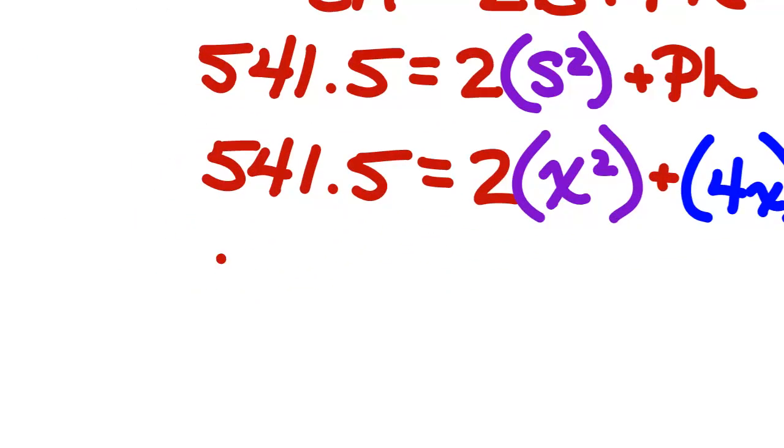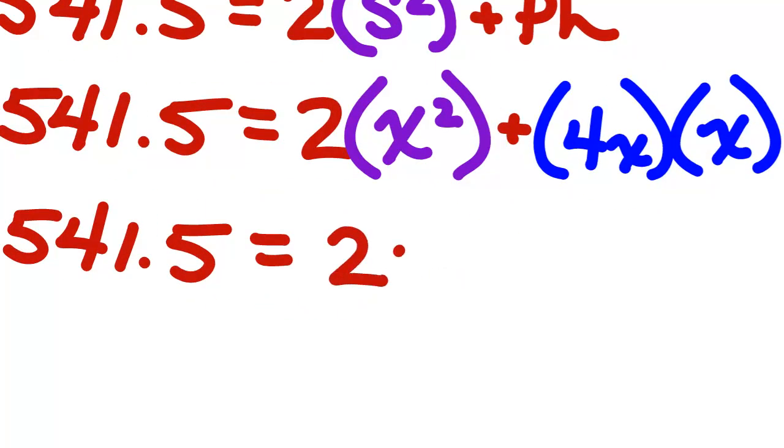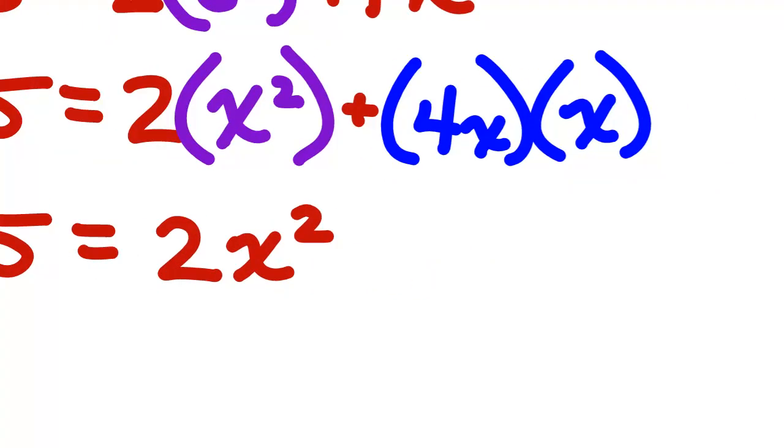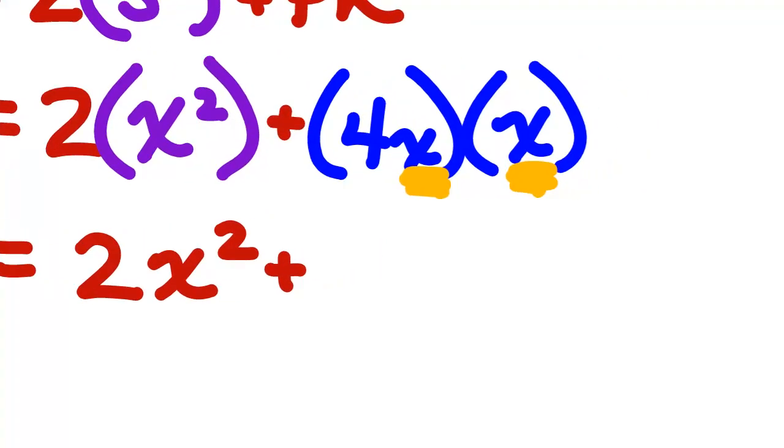All right, so I've got 541.5 equals 2x squared. I don't need the parentheses around it anymore. The parentheses just mean times, and this means times. What is x times x? What do we say if I take something and times it by itself? What do we call that? We square it. So x times x would be x squared. So this would be 4x squared.